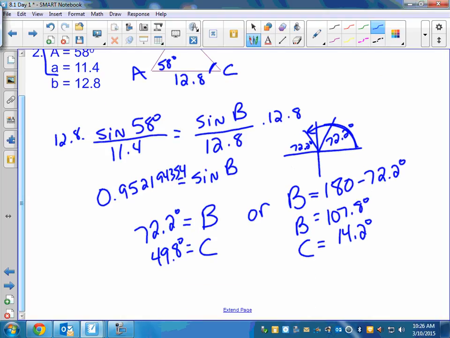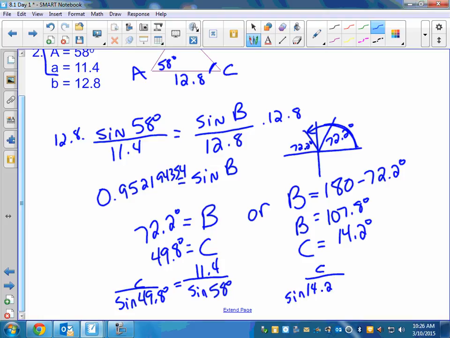So 2 different problems. Could I say C over sine of 49.8 degrees equals 11.4 over sine of 58 degrees? And over here, I'm going to do the same thing, only I'm going to use sine of 14.2 degrees equals 11.4 over sine of 58 degrees. And again, I don't show all my work. I show the setup, and then I type it in my calculator.